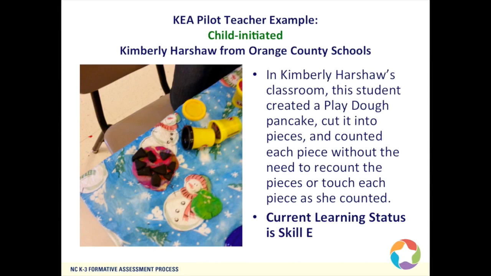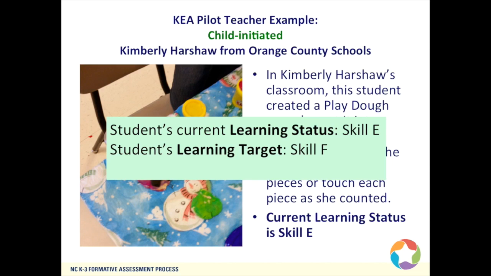Let's review. The student in Kimberly's classroom made a Play-Doh pancake, cut it into pieces and counted each piece without the need to recount the pieces or touch each piece as she recounted. So her current learning status is skill E, and that means her learning target is skill F. Now we'll want to work with the student to create an I can statement based on her learning target. We'll want this to be in her own language.